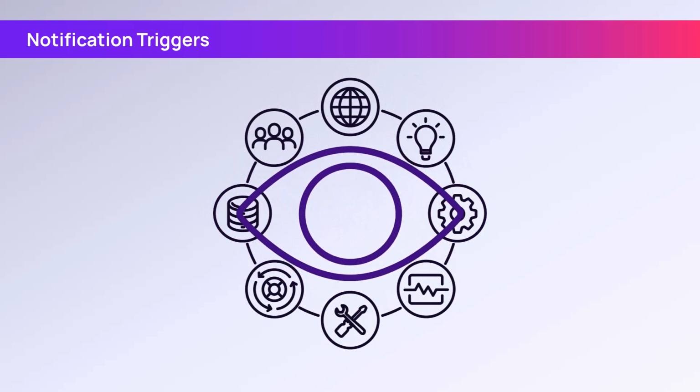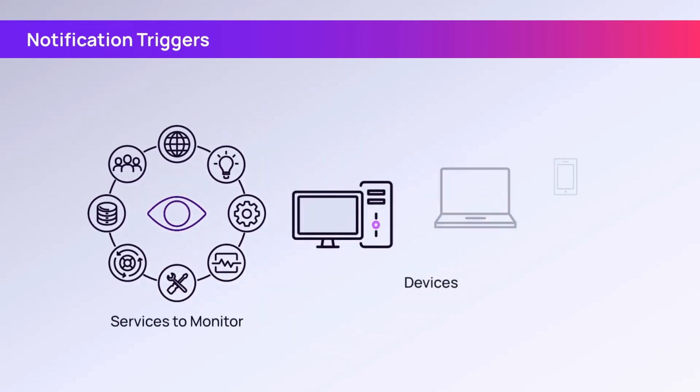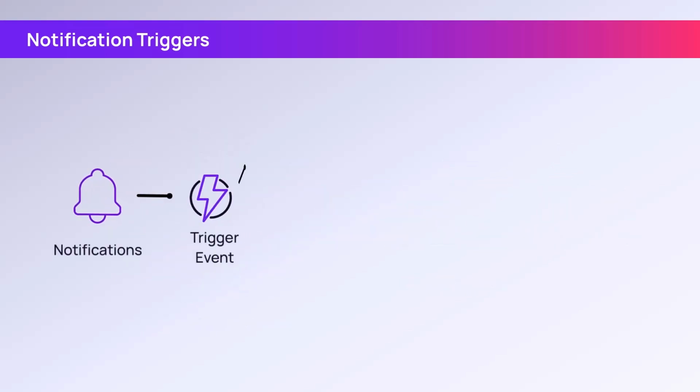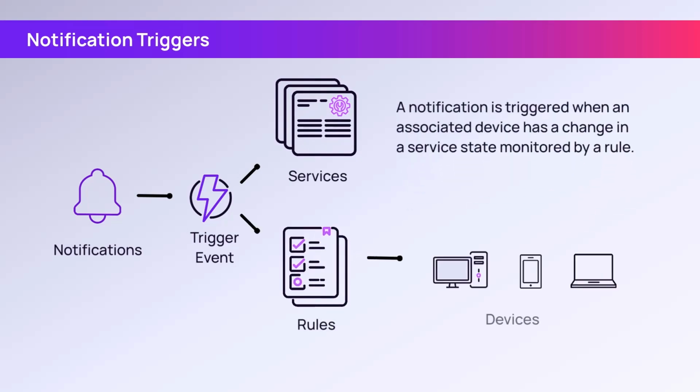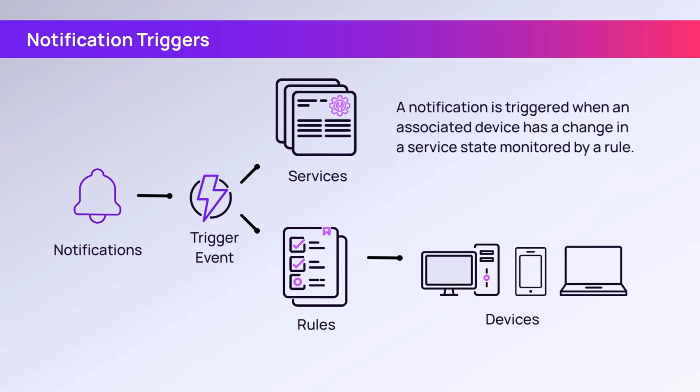The trigger details what service or services to monitor, which device or groups of devices to include. Notifications are triggered by changes in a service state in the rules applied to the notification. Any devices associated with the rule are included in the notification profile.